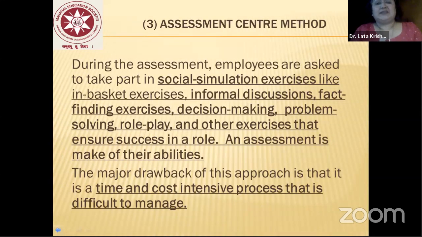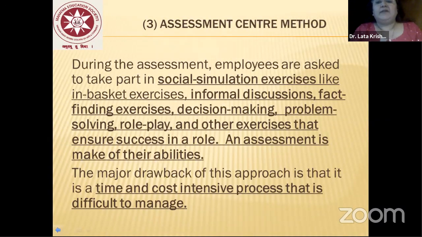What are these in-basket exercises? They give you a situation and they say, suppose you have 15 customers who have come into your office and they are complaining about your product. How are you going to handle this very stressful activity? So they have to perform a role play. So this could be one way of the assessment center method.